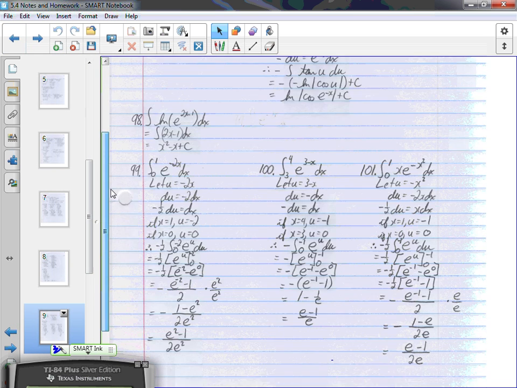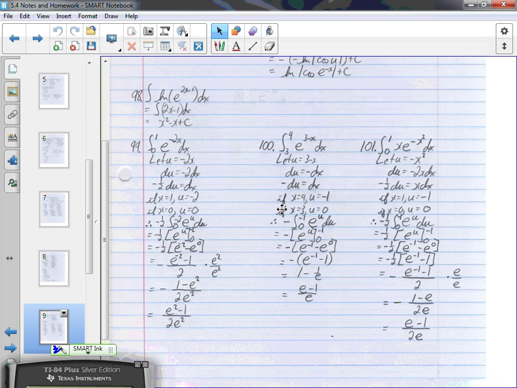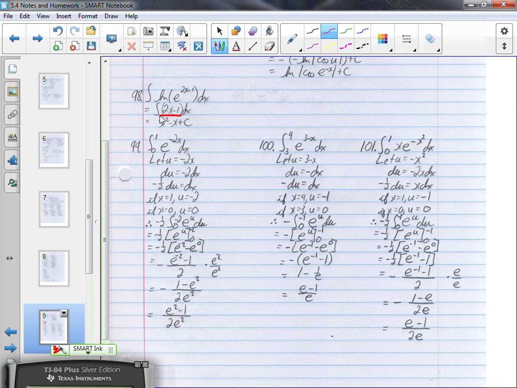All right, on 98, let's see, what do they have us doing? Find the indefinite integral. So we have the integral of the natural log of e to the 2x minus 1 dx. And then we remember that natural log and natural exponential functions are inverses. So the natural log of e to the 2x minus 1 is 2x minus 1.